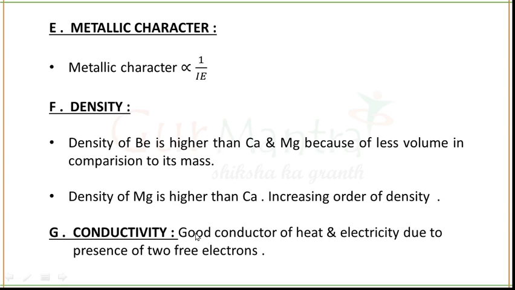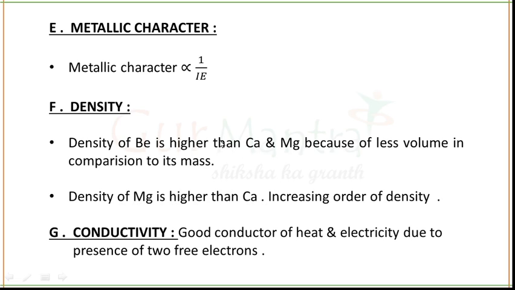Next point is the density. Density will always increase from Be to Ba. Just focus on this point, guys. This point is very important, and a question can definitely be asked from it. Density always increases from Be to Ba, but there is always an exception in the case of density. The density of Be is higher than calcium and magnesium because of its less volume in comparison to its mass. And the density of magnesium is higher than calcium.